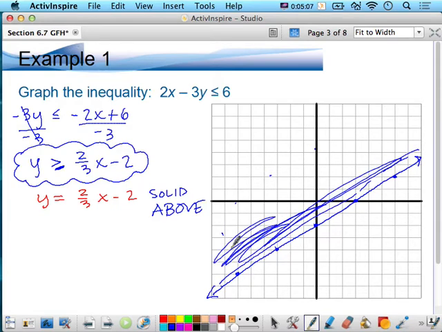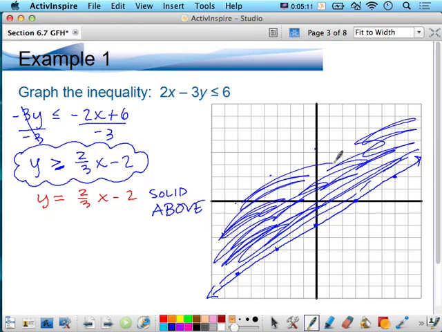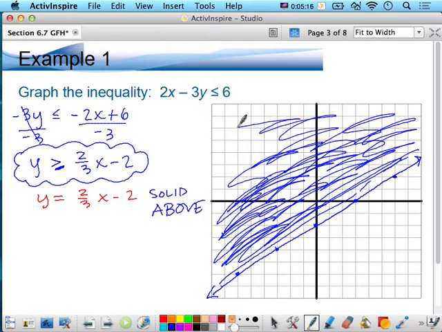And I'm not a very good shader. I never have been. I was never good at coloring either. I don't particularly care for it. How's that? Is that okay?